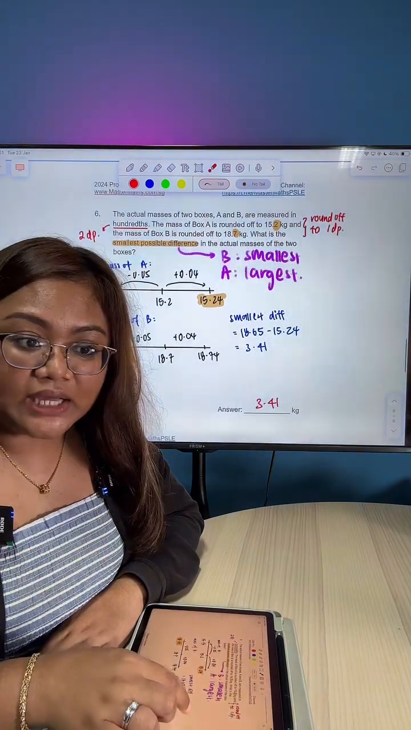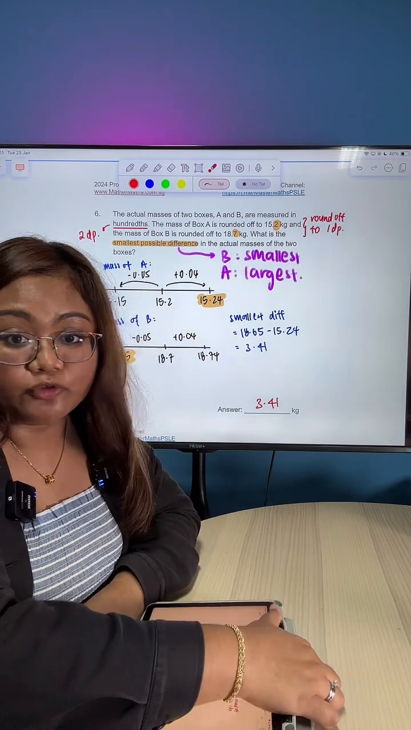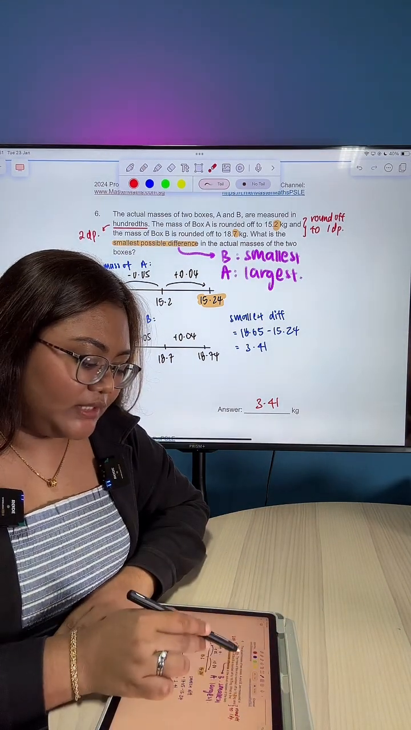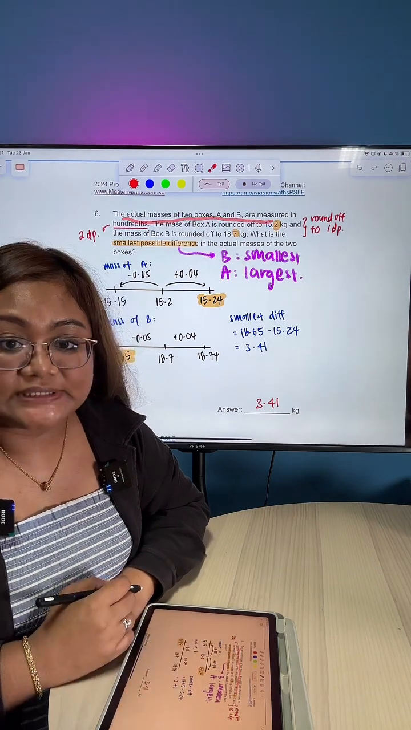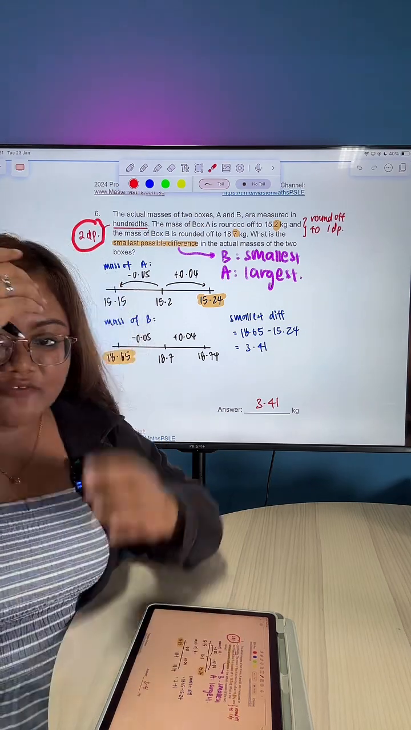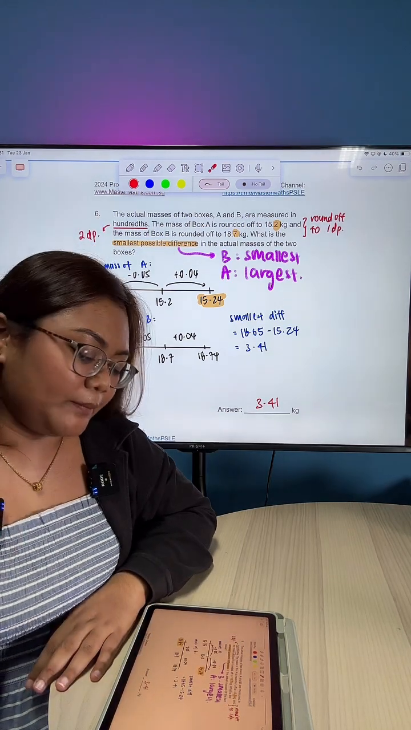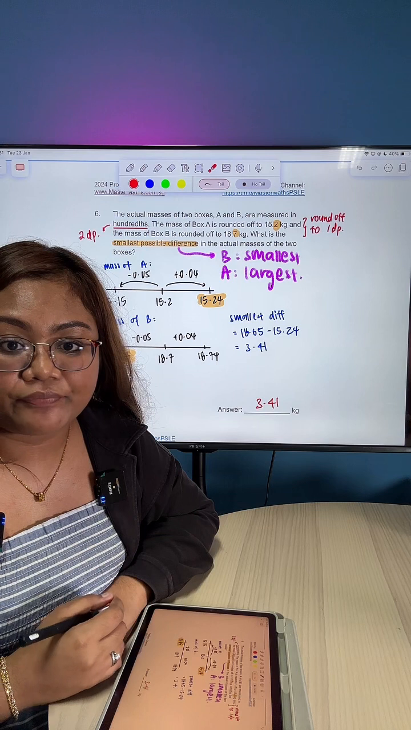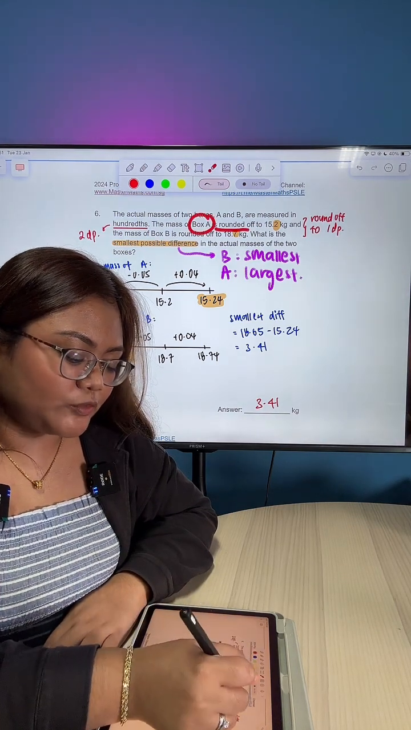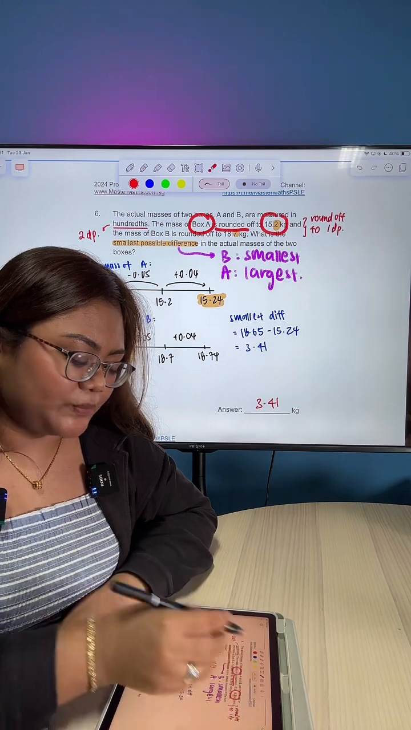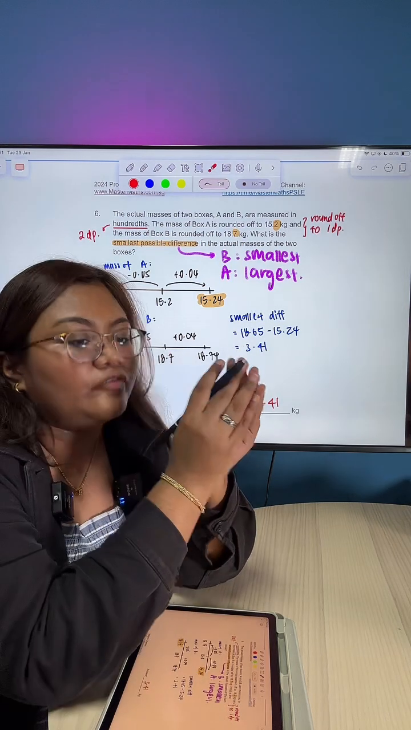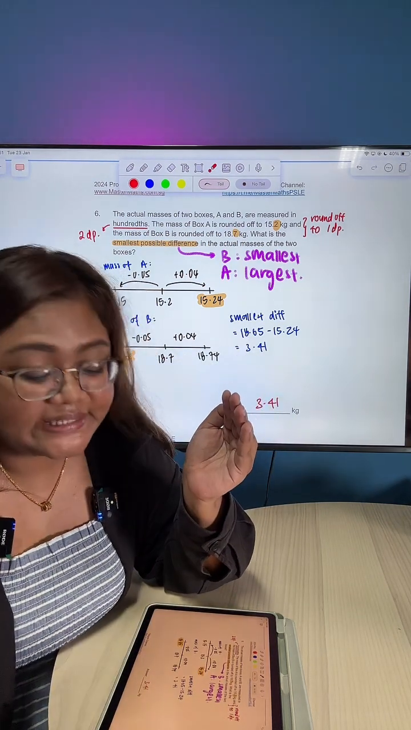For those of you who are not so sure about this question, I'm going to go through one last time, okay? One more time. We are given the actual masses of 2 boxes measured in hundredths. Means I have 2 decimal places for the masses of box A and box B. Then they say box A is rounded off to 15.2 kg and box B is rounded off to 18.7 kg.